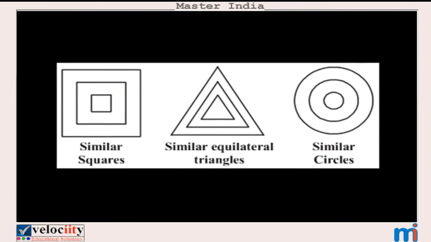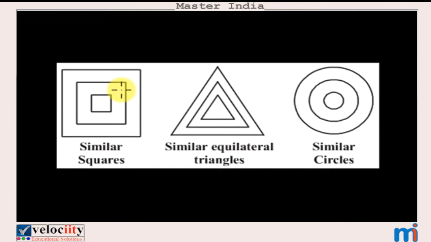Here, in the first picture you have similar squares, and in the second picture you have similar equilateral triangles, and then you have similar circles here. So the squares that you see here, this square and this square, have the same shape, the square shape, but the sizes are different. Such figures are known as similar figures. So geometrical figures which have the same shape but not the same size are known as similar figures.